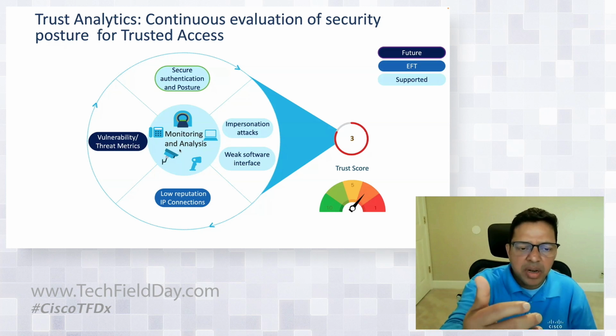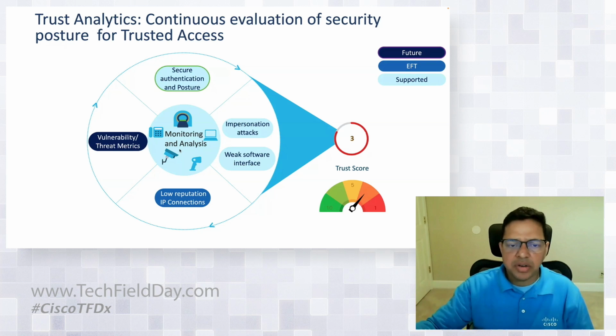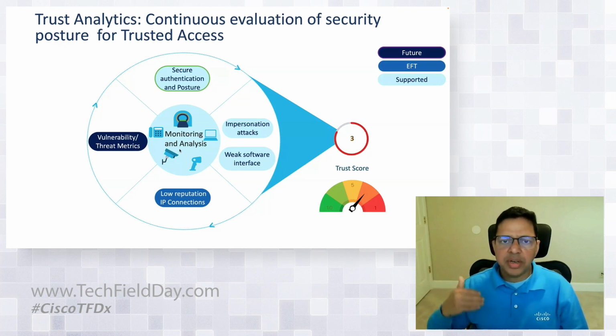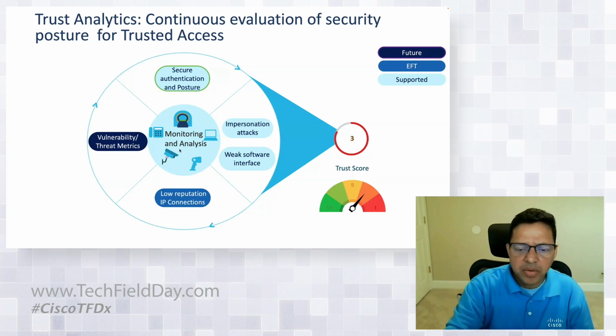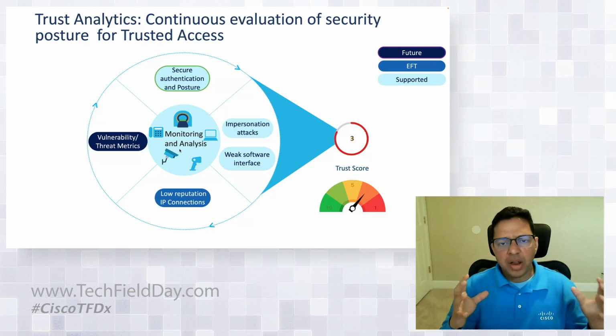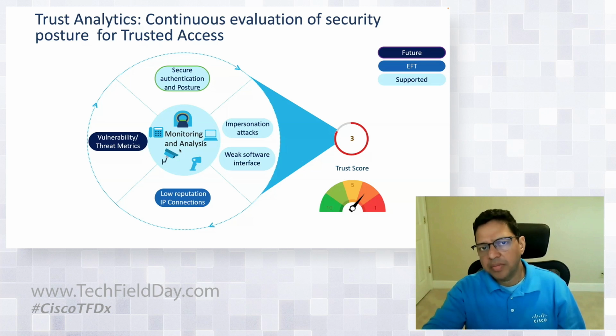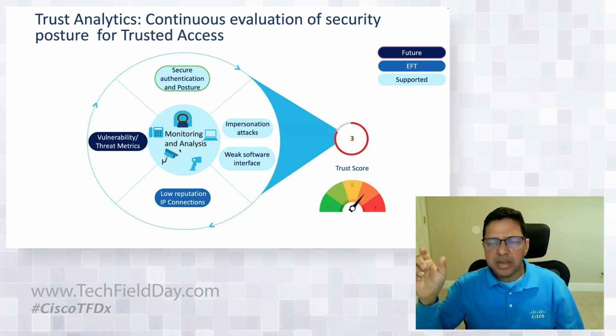Now, the secure authentication and posture positively influences the trust score. What I mean by that is that the trust score increases if you have secure authentication and posture. There are other factors that negatively influence the trust score. Say, for example, if you have an impersonation attack or if you have a weak software interface on your IoT device, it negatively influences the trust score. So the composition of all of this is what we call a trust score. Trust score stands for trustworthiness of the endpoint. The higher the trust score, the higher the trustworthiness. The lower the trust score, the lower the trustworthiness.